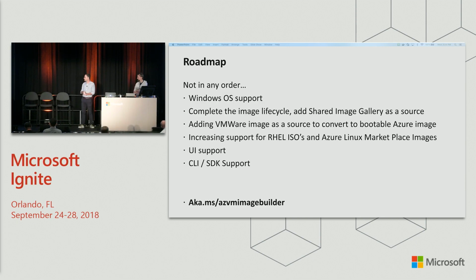Not in any order. We want to look to support Windows. How important is that to you? Just a show of hands, how many people would use Windows? Okay. It's convincing. Yes. Next one I mentioned, the ability to actually ingest an existing custom image. So if you've already gone through this cycle once, how can I add some more customizations to an existing image that's already out there? Next one, increasing support for Red Hat ISOs and Azure Linux Marketplace images.